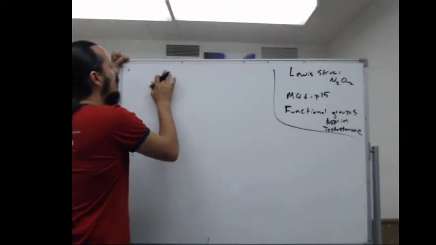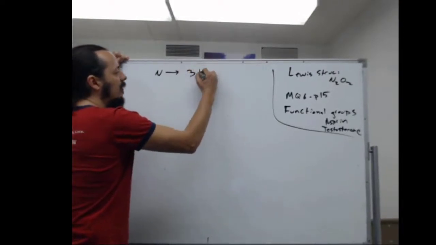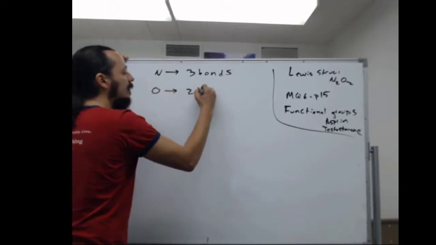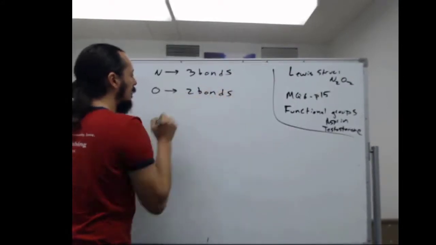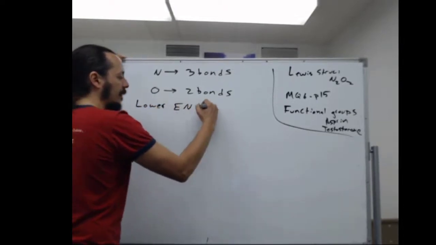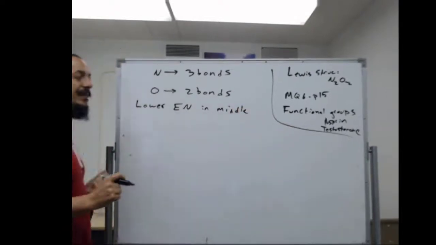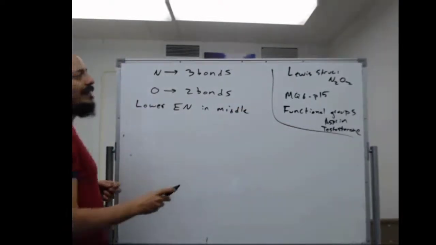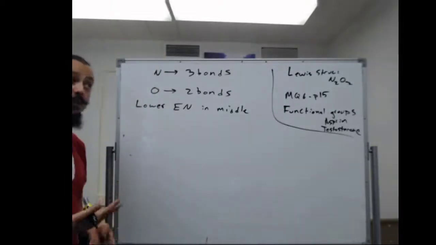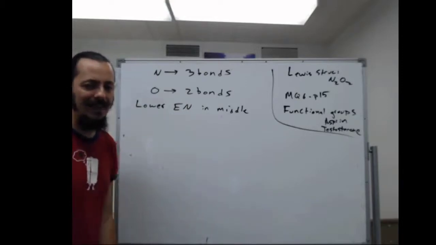So the quick way is to realize nitrogen wants 3 bonds. Oxygen wants 2 bonds. And we like to put the lower electronegativity atom in the middle. So in this case, it's going to be nitrogen. In those cases where we have carbon compounds, carbon's usually in the middle. Hydrogen, of course, is never in the middle because it cannot bond to anything besides itself.